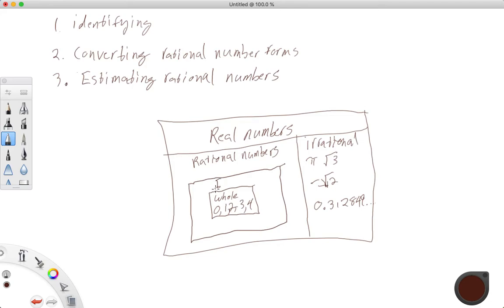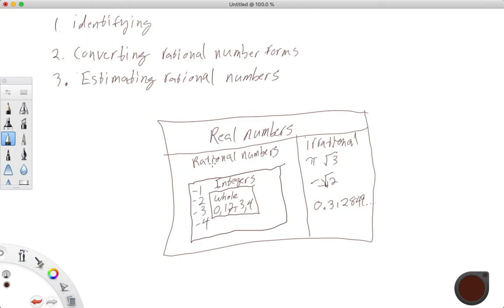Then we have our integers, and those are the whole numbers and their opposites. So it includes all of the whole numbers, that's why that box is inside of the integers box, but it also includes the negatives.